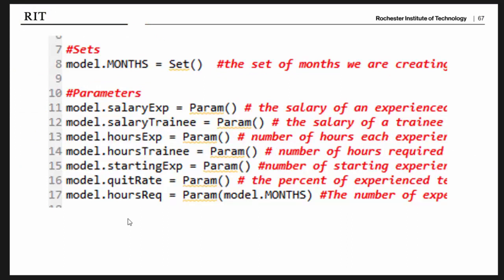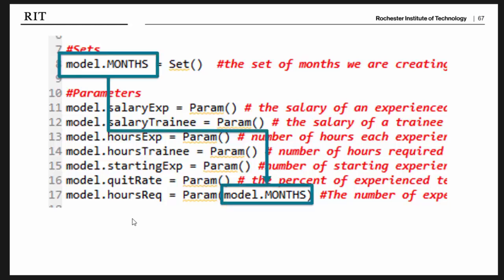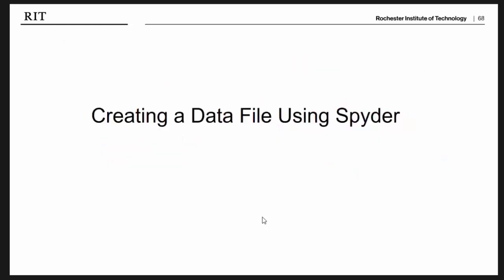And one thing to notice, when we defined that hoursRec parameter, we used model.months. Model.months is the set that we defined earlier. So we're using that set we defined earlier to help define our parameters. So the next step is basically adding all these parameter values and set items into our data file. So let's start by creating a data file in Spyder.